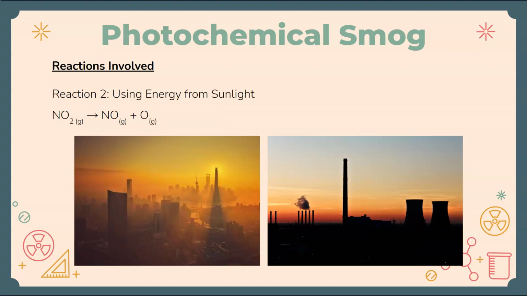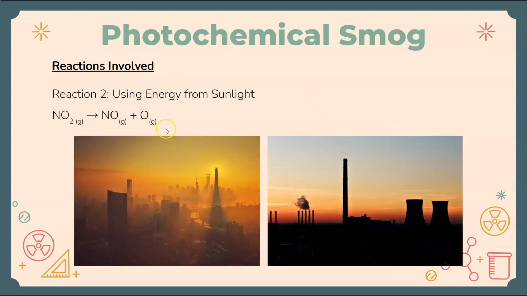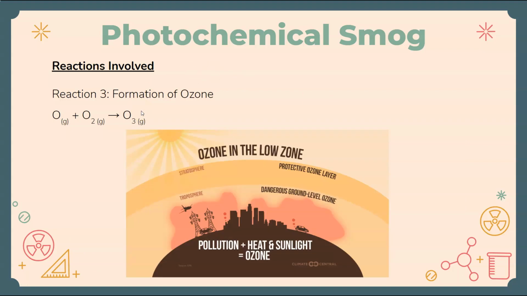The second reaction that happens is when we use energy from the sunlight. First we had the nitrogen come out of the car. Then it went into the atmosphere and made nitrogen dioxide. Now this nitrogen dioxide is getting hit by sunlight and splitting that oxygen away again. So now you have nitrogen oxides and a free oxygen agent. That free oxygen agent, this guy right here, ends up finding other atmospheric oxygen and forms something called ozone.